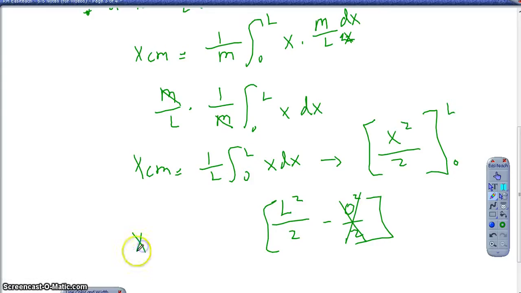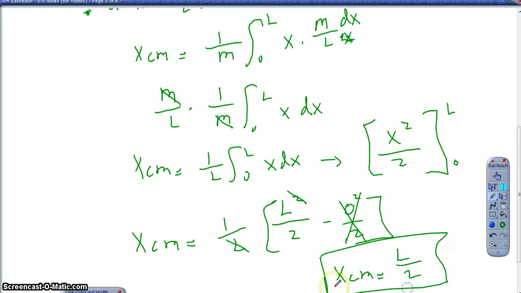So what I end up with is the center of mass equals 1 over L times L squared divided by 2. And obviously if I do just a little bit more cleanup here, one of the L's can cancel out. So I get the center of mass equals L over 2. Right, which again in general terms tells me that the center of mass is going to be half of the length of this uniform rod.